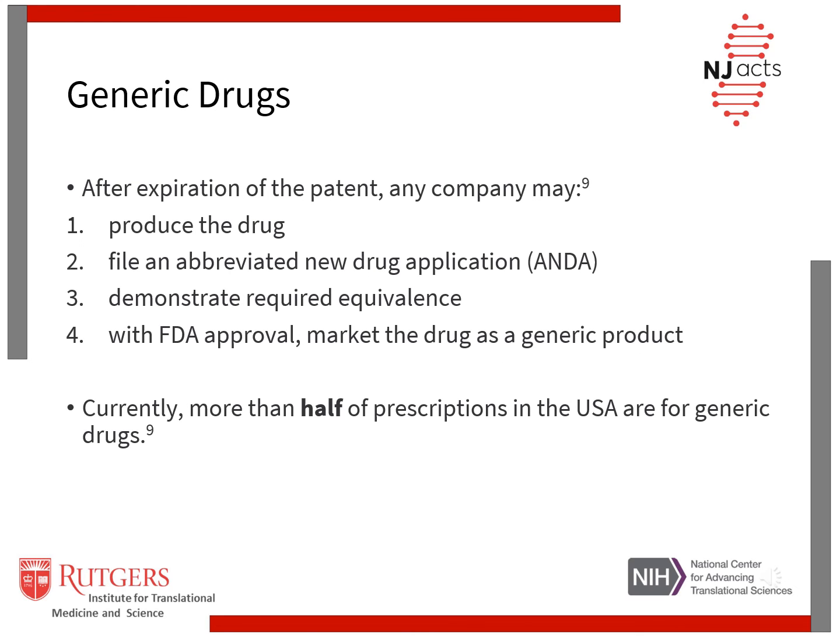After expiration of the patent, any company may produce the drug, file what is called an abbreviated new drug application, demonstrate required equivalence with the approved drug, and, with FDA approval, market the drug as a generic product without paying any license fees to the original patent owner. Currently, more than half of prescriptions in the United States are for generic drugs.